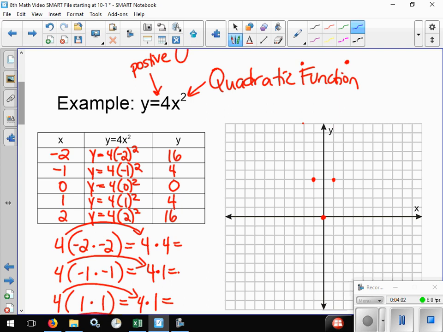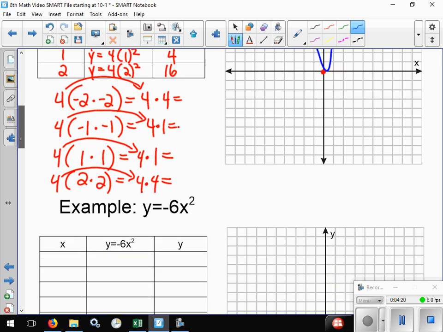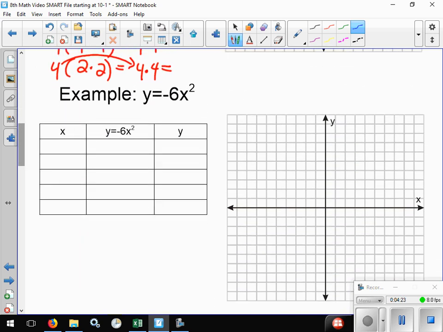So our graph is definitely an upward U. That is not drawn very nicely. My little U is not super neat, but it's close, not bad. Okay, so you do have a positive U, and it's positive, so it's facing up. It's not an N. All right, now we're going to try y equals -6x squared. So again, the negative means it's going to look like an N, or the opening is going to be down. Okay, and we always do -2, -1, 0, 1, 2.